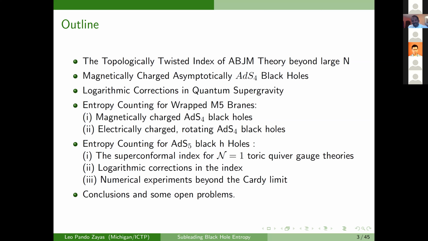This is, again, not very recent work, but nevertheless, I think it sets the stage for more recent developments that I want to talk about, which are in particular this part here, where I discuss logarithmic corrections to entropy for some black holes in AdS4, magnetically charged and electrically rotating, but they come from M5 branes, so they are slightly different, but in some sense they have an advantage. We can compute much better.